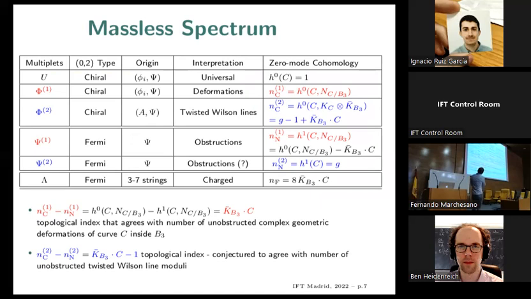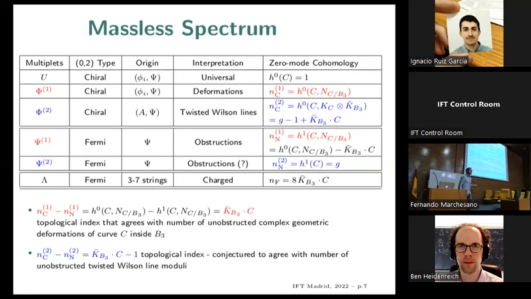The first Fermi multiplets, just left-moving fermions, are in fact obstructions to the deformation modes. They are given by H^1 of the normal bundle, and a second type, which we interpret as obstructions to some of these twisted Wilson lines. And on top of this, so this is what one gets from the super Yang-Mills theory. So two types of chiral multiplets and two types of Fermi multiplets that come together as the color suggests.